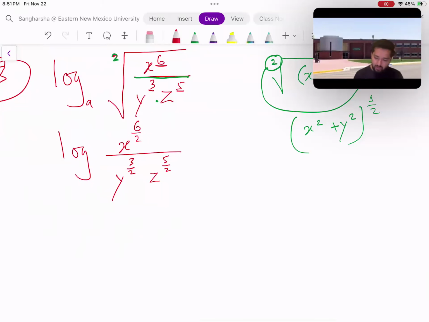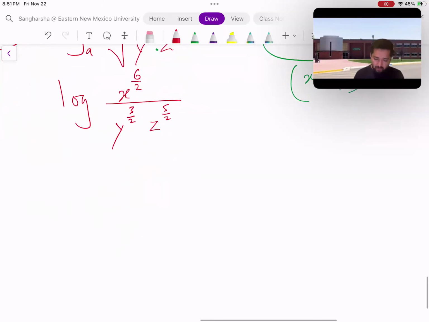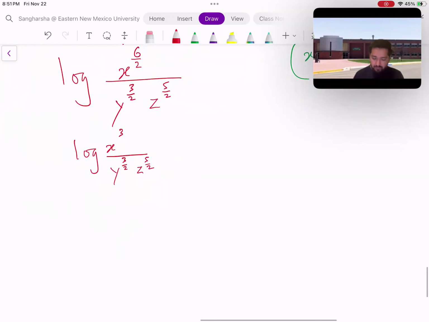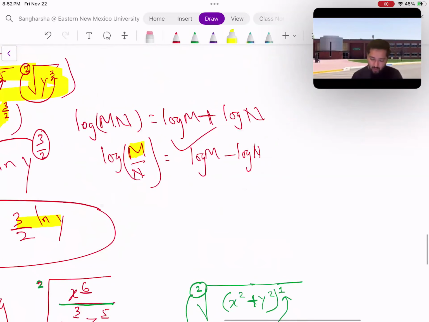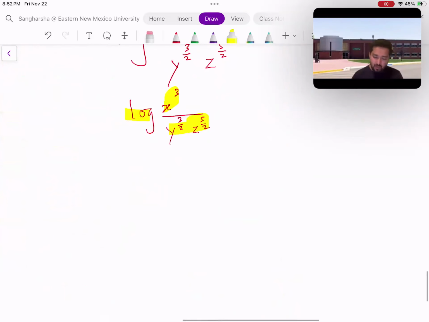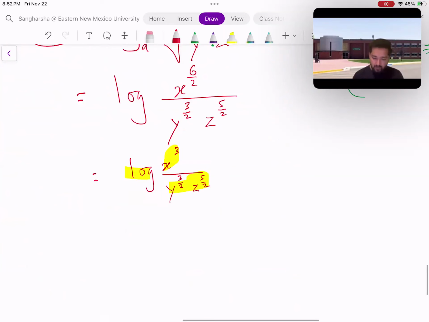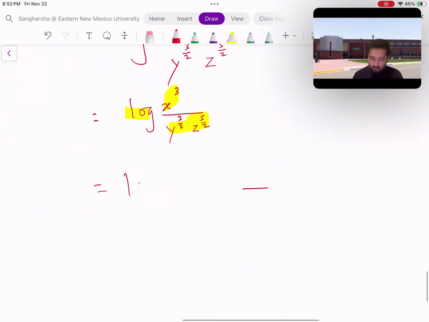Do you have any question here? Okay, so we have log x^6 divided by 2 is x cube divided by y^(3/2) g^(5/2). Now here we have a log of exponent, this is the numerator and this is the denominator. And if we have a log of exponent, then this is equal to the difference of log of numerator and log of denominator. Now let's do that. So this is difference of log.